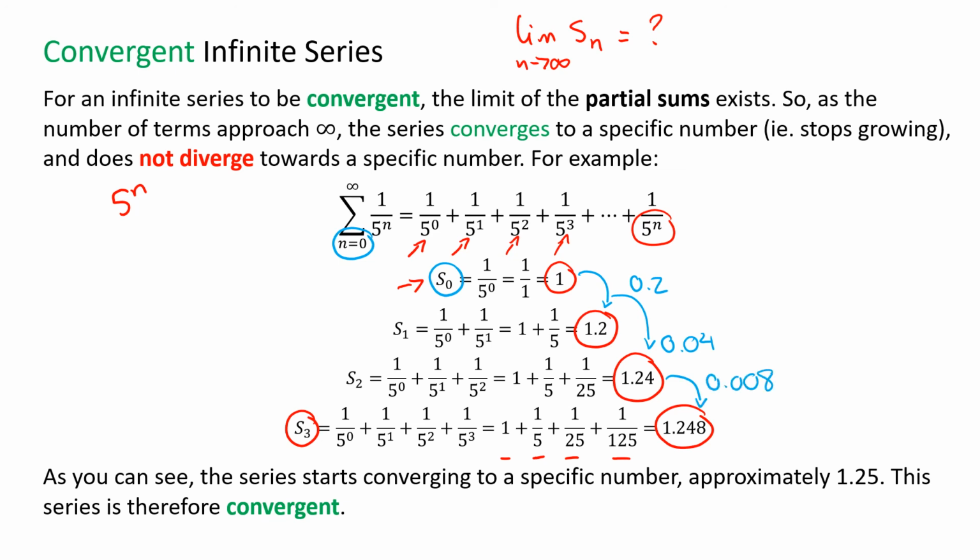So every time the incremental increase is going down, okay? So as you get further and further, these numbers are going to get smaller and smaller. And what you can see is it's converging towards a certain number. And what it looks like approximately is 1.25, okay? So in this case, we can say that it appears to be convergent to approximately 1.25, all right?